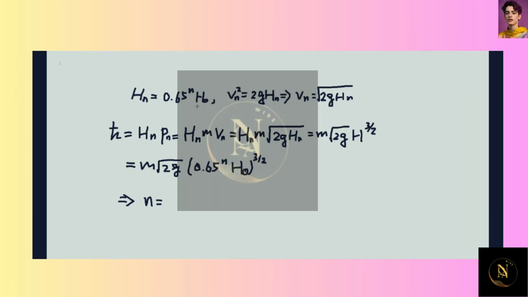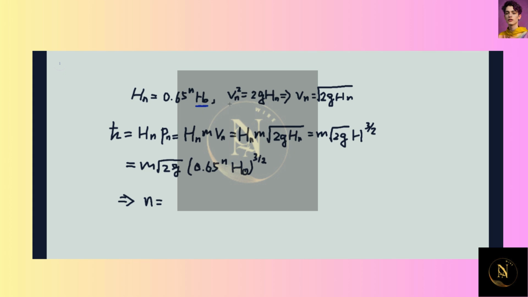So we're given the original height to be h0. And then after the first bounce, the maximum height is 0.65 times h0. And after n bounces, the maximum height will be hn, where hn equals 0.65 to the nth power times h0.